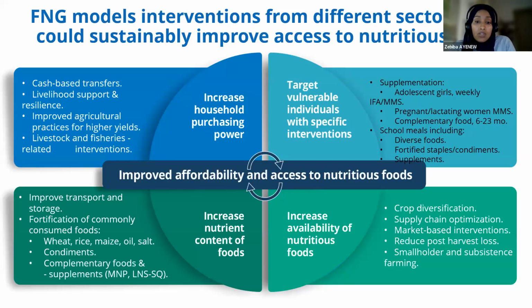Then finally, the bottom left quadrant is the impact of interventions such as increasing nutrient content of foods, large-scale fortification programs, improving transportation and storage of especially temperature-sensitive fresh food items such as fruits and vegetables. What kind of impact those kinds of interventions have on improving affordability and access to nutritious diets.